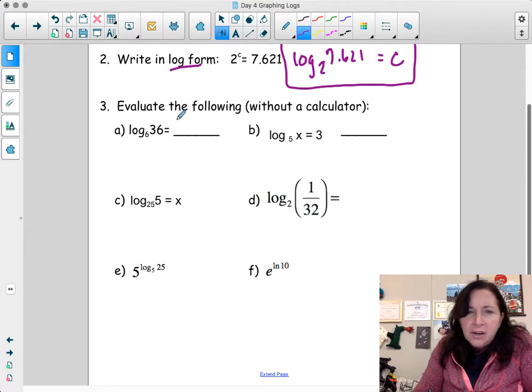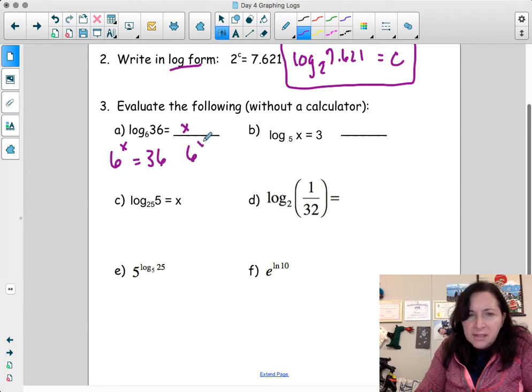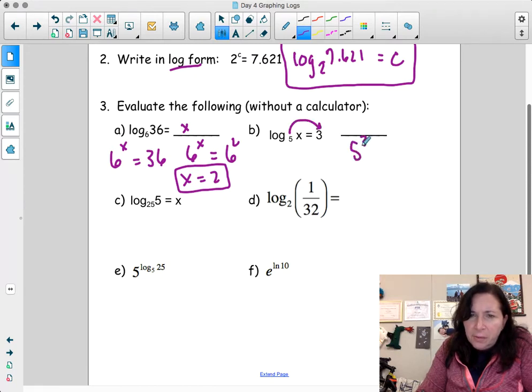These problems right here don't have a variable, so I'm going to put one here. I'm going to go 6 to the x power is equal to 36. I'm going to get the bases the same, so I'm going to have 6 to the x power equals 6 squared. So in this problem, you have x is equal to 2. For this problem, again, base to across the equal sign, so you have 5 to the third power equals x. We just did this problem, so that's 125.